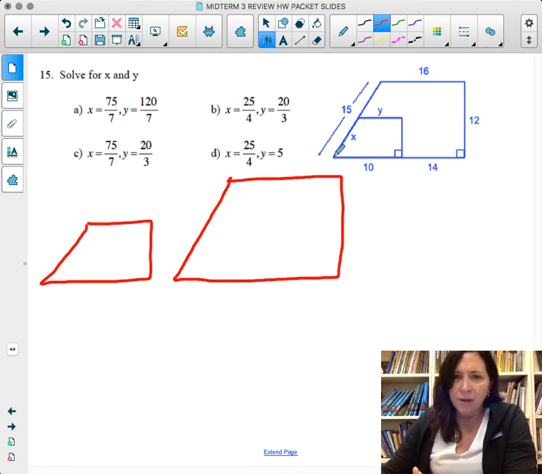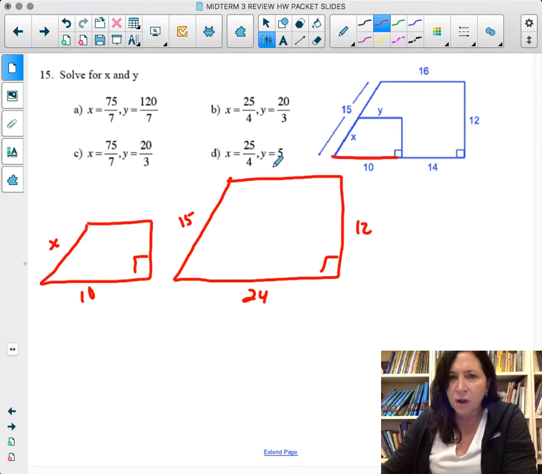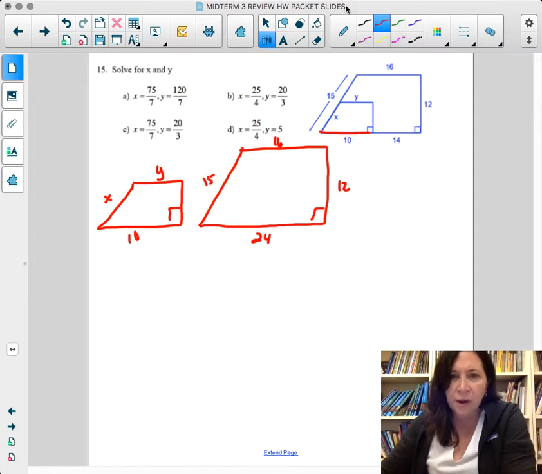The small one is x, so we'll call that x. The large side here is 15. The small side here is 10. The long side is going to be 24. This is a right angle. This side is 12. The top here is 16. And do we have everything here? Oh, this is y. So your job is to solve for x and y.